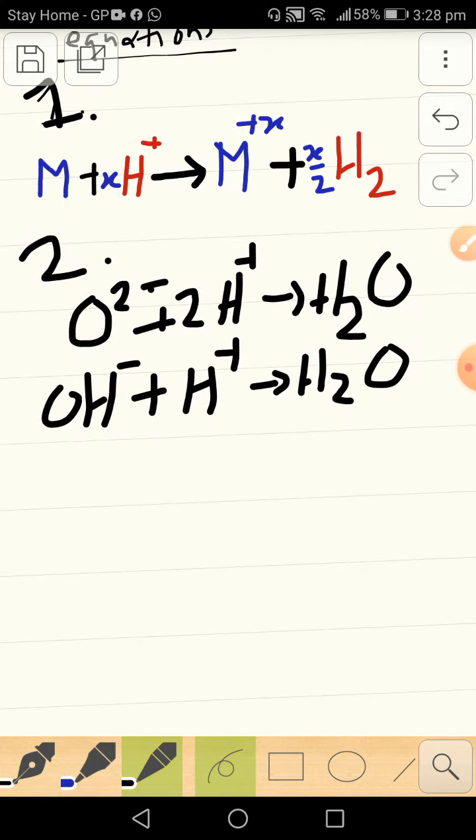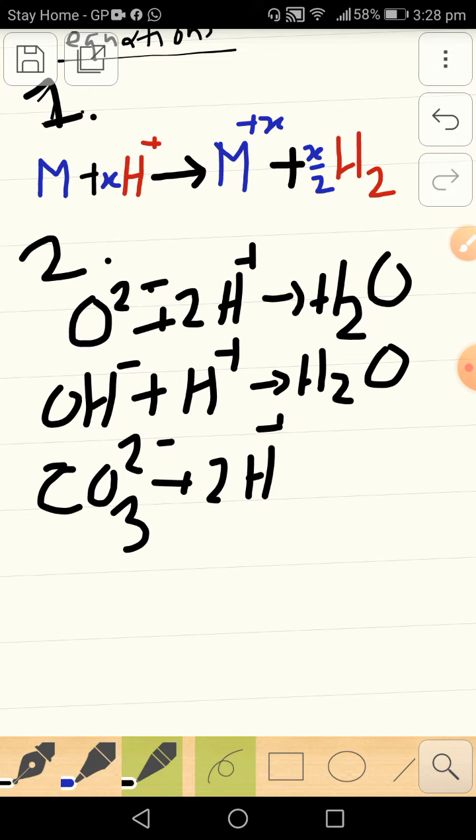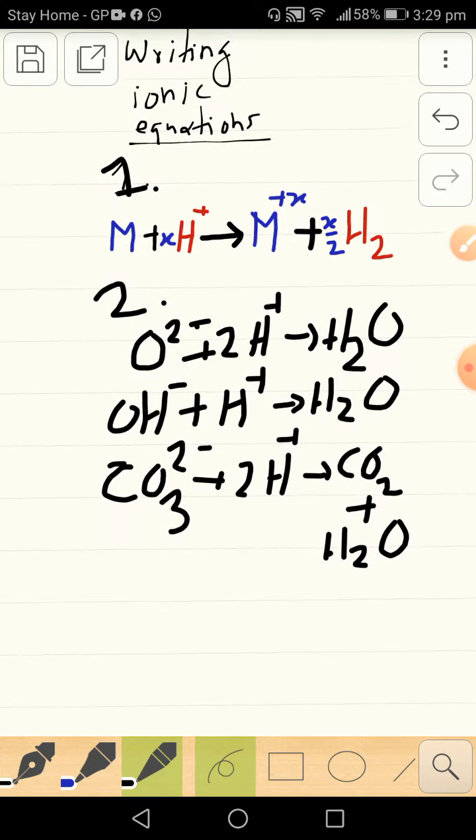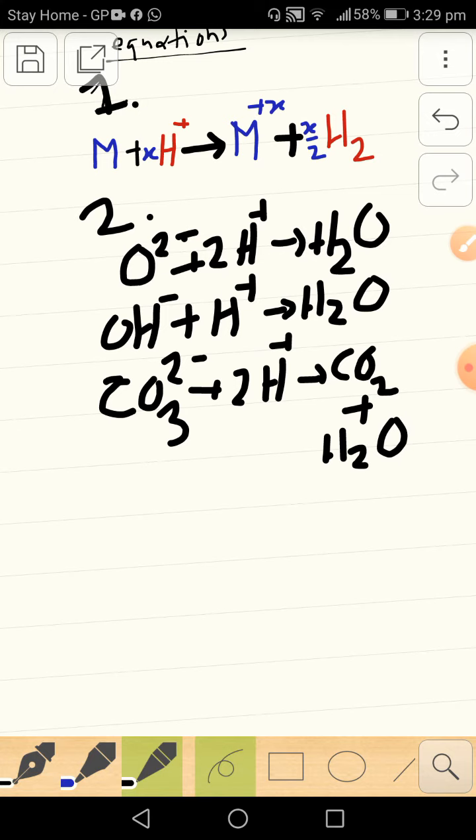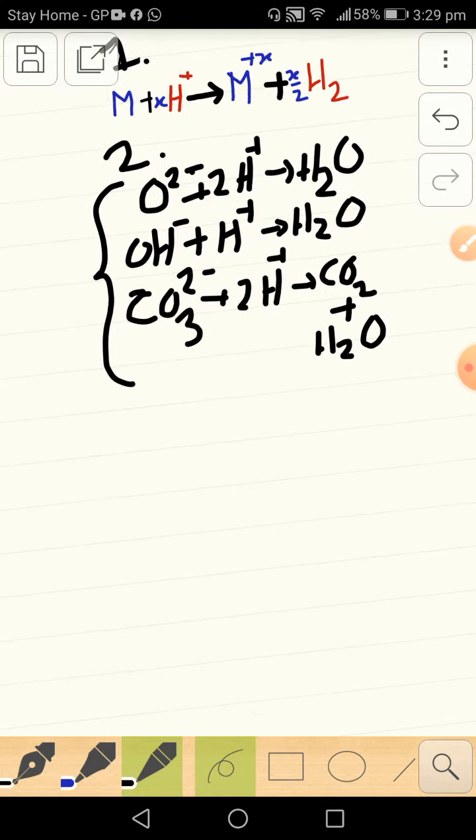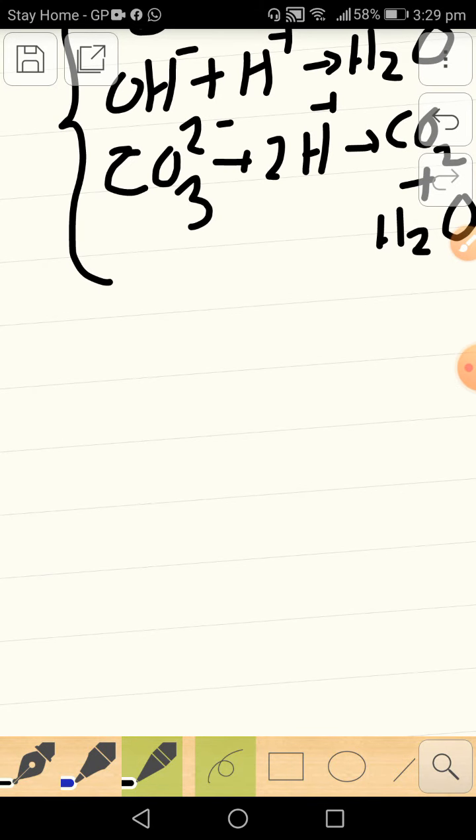Okay, and the carbonate ion would react with two H plus to form CO2 and H2O. Okay, so these are all the neutralization reactions or the acid base reactions. Okay, now let's go to number 3.